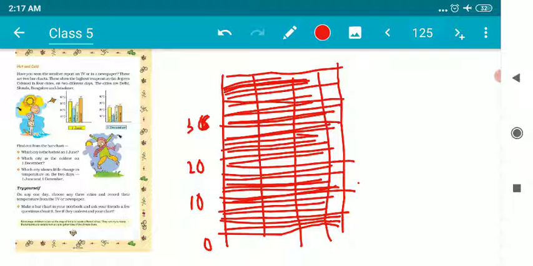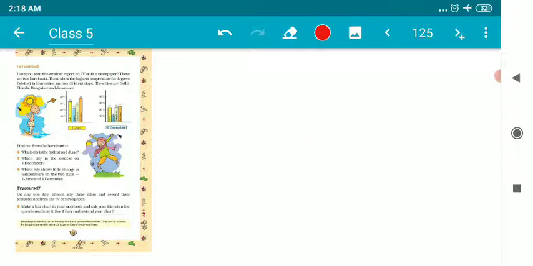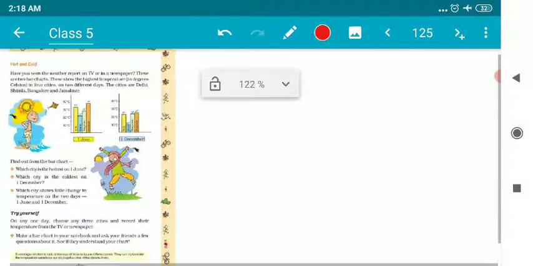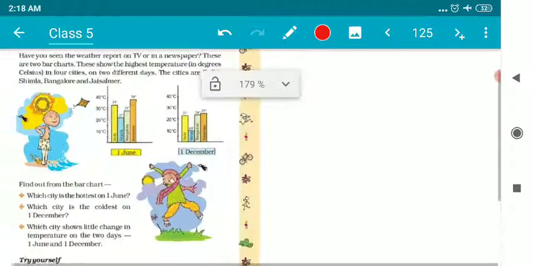So suppose I'm saying 22. So from 20 to 30 there are 10 small lines. We can simply count 21, 22. So we can take this point as 22. I believe this explanation is clear. If not, then please let me know. I'll surely try to explain these things once again. And here in the graph, it's clearly understandable what has been asked.